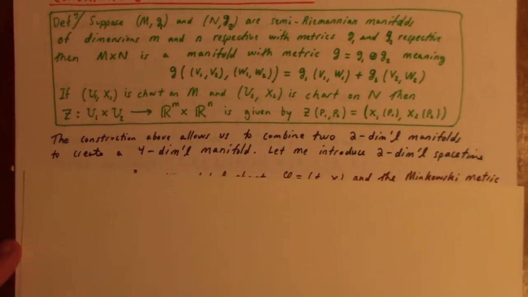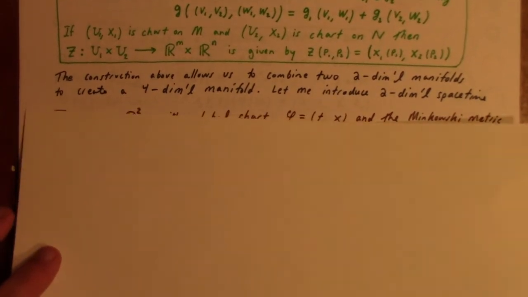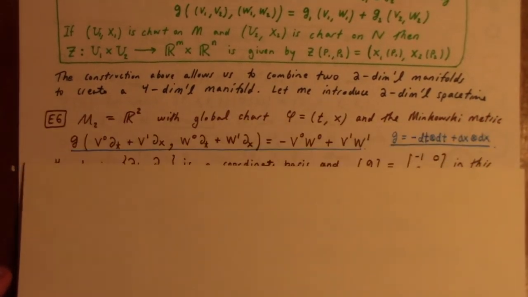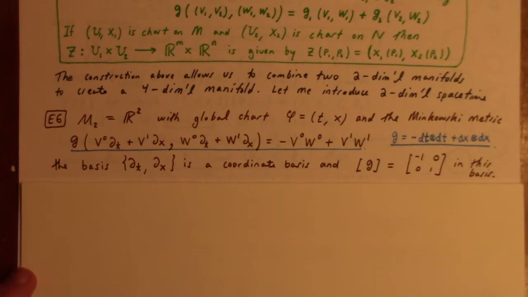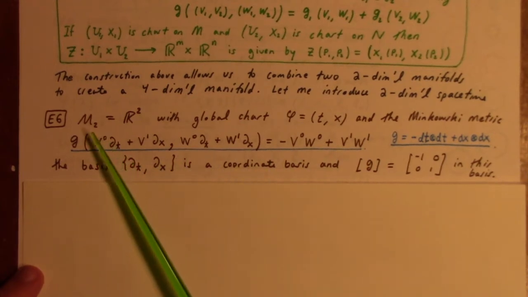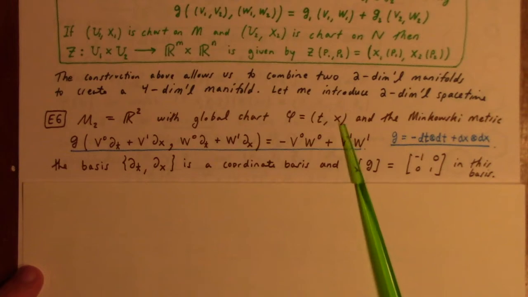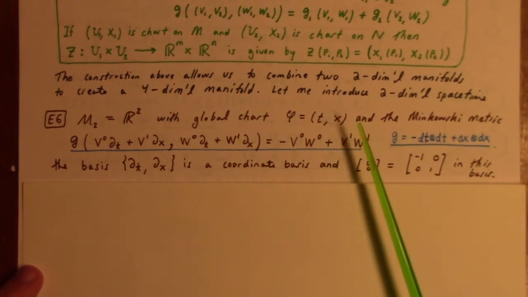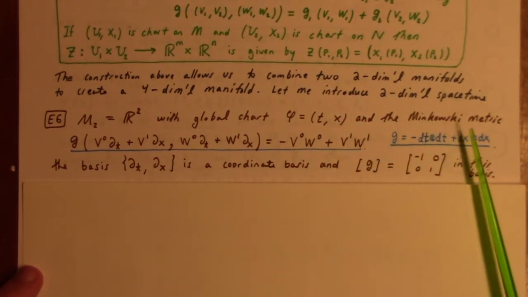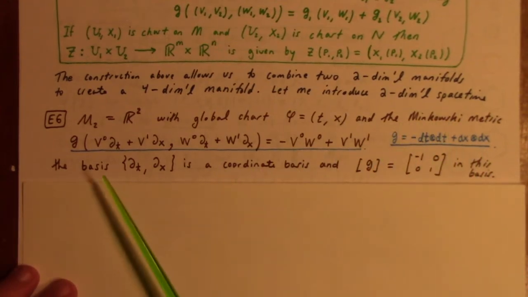And in order to get the kind of four-dimensional manifolds I'm interested in, let me talk about two-dimensional Minkowski space, or space-time, or perhaps I should say time-space. It's R2 with a global chart (t, x). And again, I'm putting c equals 1 here because it's fun to be lazy. And the Minkowski metric is this.